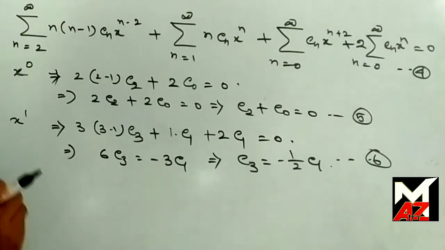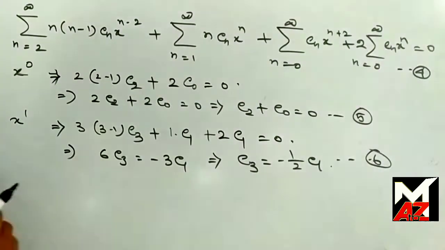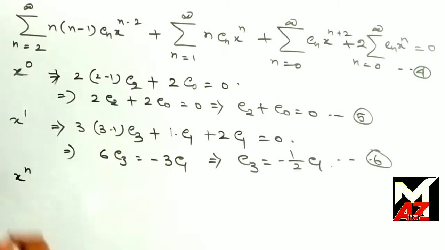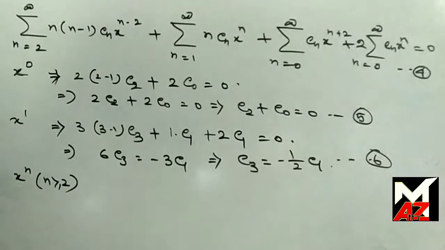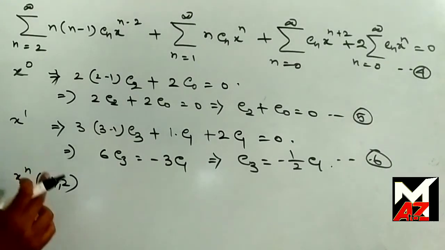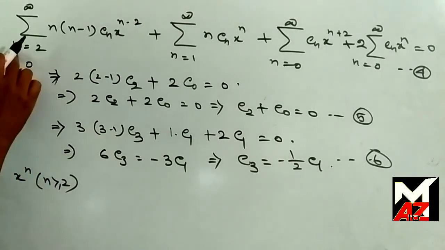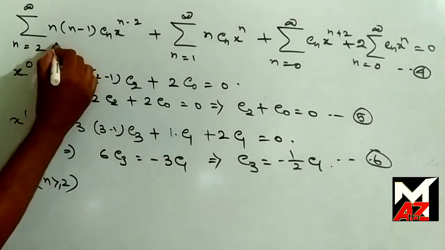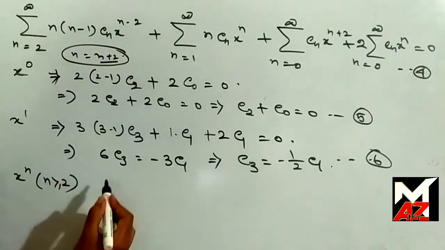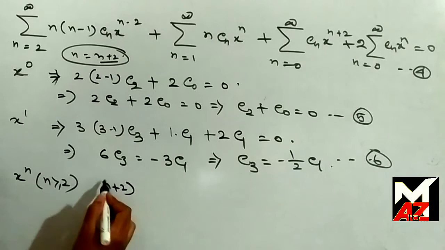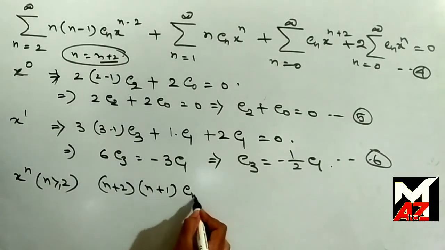Now to get a recurrence relation, we equate the coefficient of x to the power n, for n greater than or equal to 2, from both sides. We get x to the power n. To get x to the power n, we must put n equal to n plus 2, right? Then the coefficient is (n plus 2) into (n plus 1) into c_(n+2).